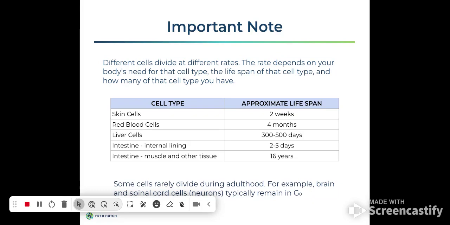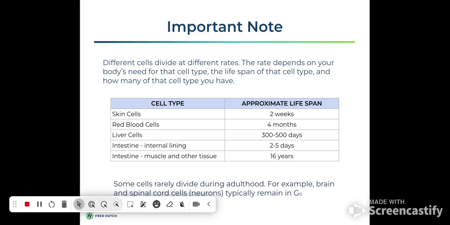Your red blood cells, on the other hand, their lifespan is more around 4 months. Those are being made in your bone marrow, and your bone marrow is replenishing red blood cells at that rate. Your liver cells are good for maybe a year and a half, so 300 to 500 days. So not as frequently.